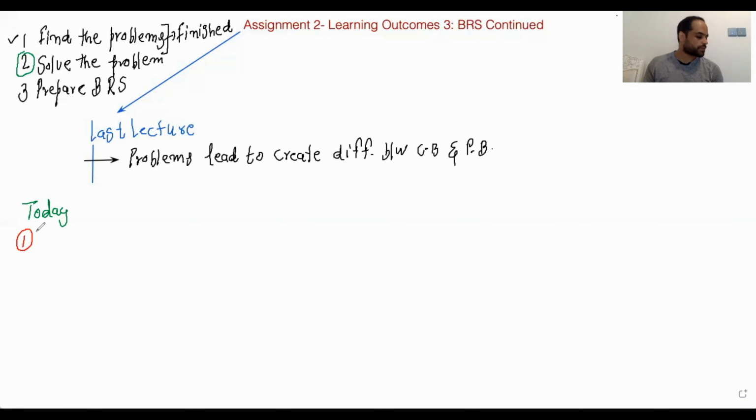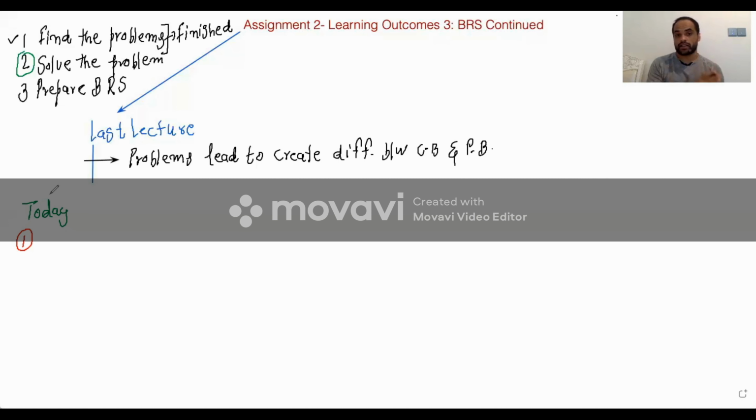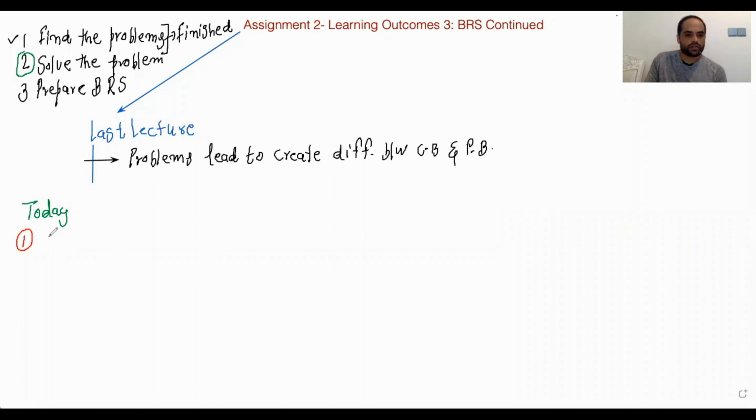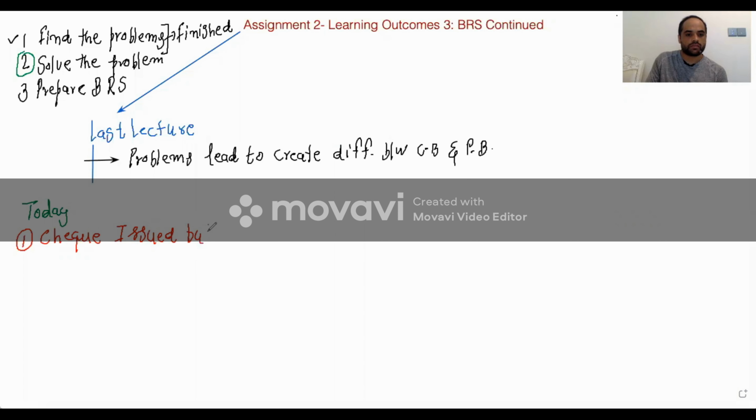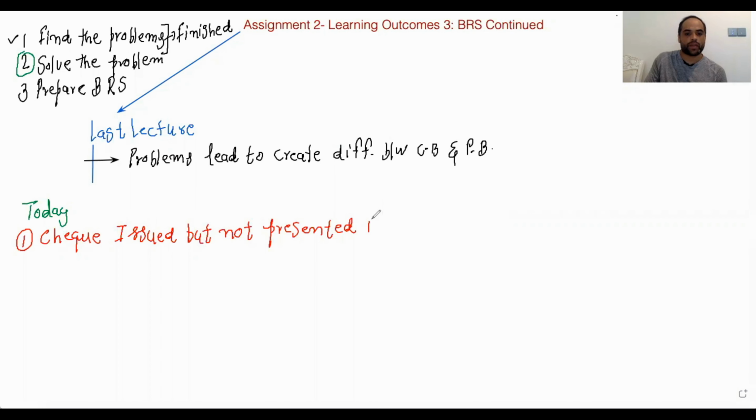So the first problem was check issued but not presented by bank. Make sure you confirm whatever I'm writing. If you think it is different from something that I explained in the last lecture, please correct me or ask me to explain. All right. So first is check issued but not presented for payment.